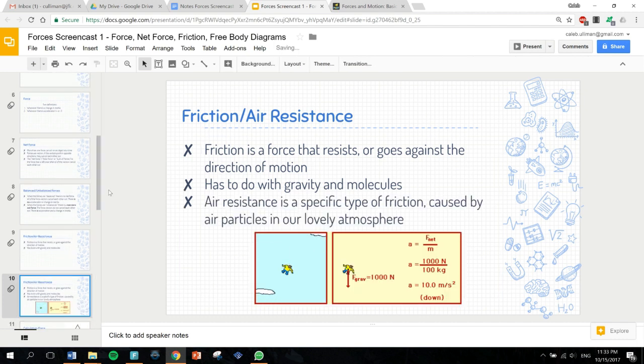Air resistance is something else we'll talk about here. Air resistance is a specific kind of friction. It's a special kind of friction caused by air particles in our lovely atmosphere. This is a cool GIF that we'll look at again later, but this guy jumps out of the airplane. He's being pulled down by gravity. The air resistance equals the gravity, so he begins to travel at a constant speed, and then he slows down when he deploys the parachute. Take a couple minutes and maybe look at this GIF. If it makes a lot of sense, great. If not, don't worry about it for right now.